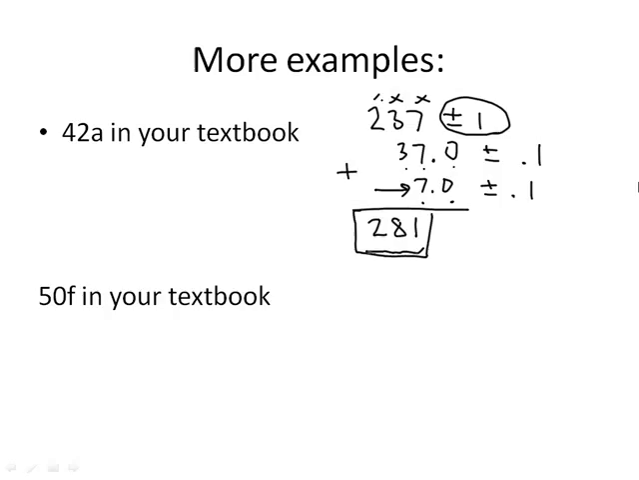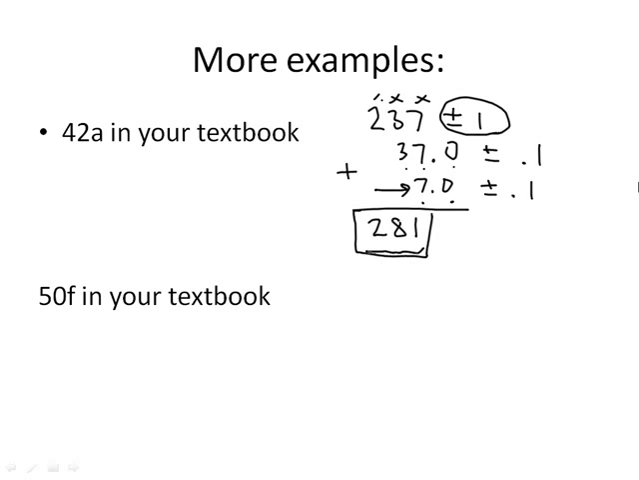In addition and subtraction, it will not necessarily be the case that your lowest number of sig figs gives you the correct answer, as we can see in this problem right here. Let's go ahead and look at 50F as well. In this case, we are doing multiplication and division, and it's fairly complex in terms of what I'm going to have to write on your screen. It's not a difficult thing to do, but.